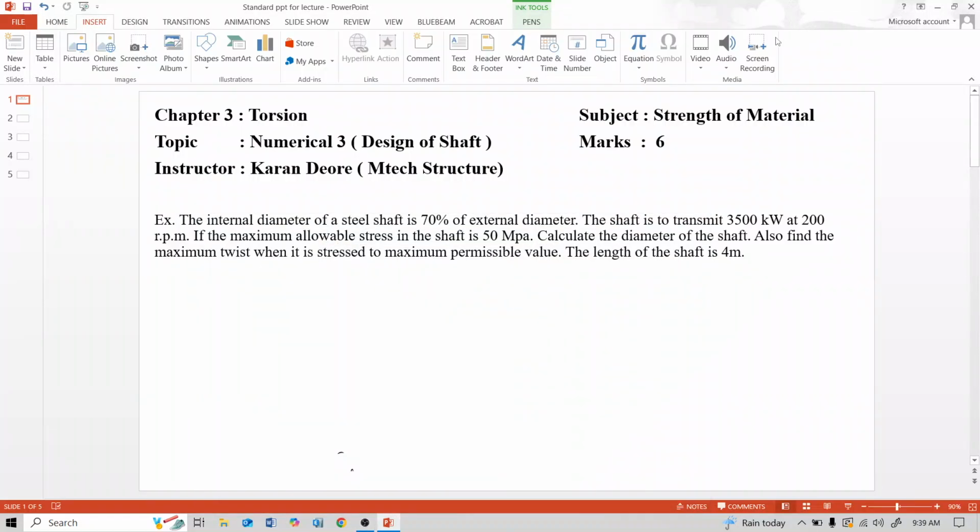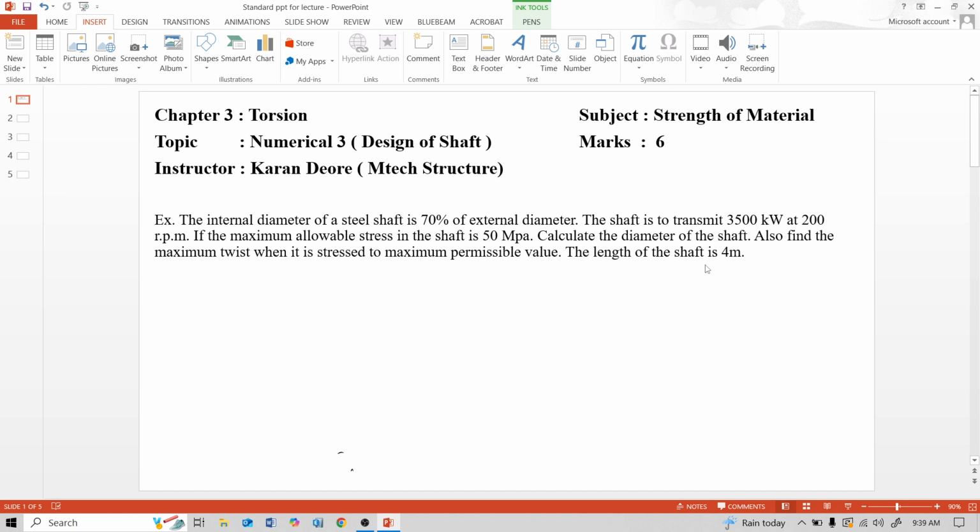Today in this video lecture, we will see numerical 3 on design of shaft. The internal diameter of a steel shaft is 70% of external diameter. The shaft is to transmit 3500 kW at 200 rpm. If the maximum allowable stress in the shaft is 50 MPa, calculate the diameter of the shaft.